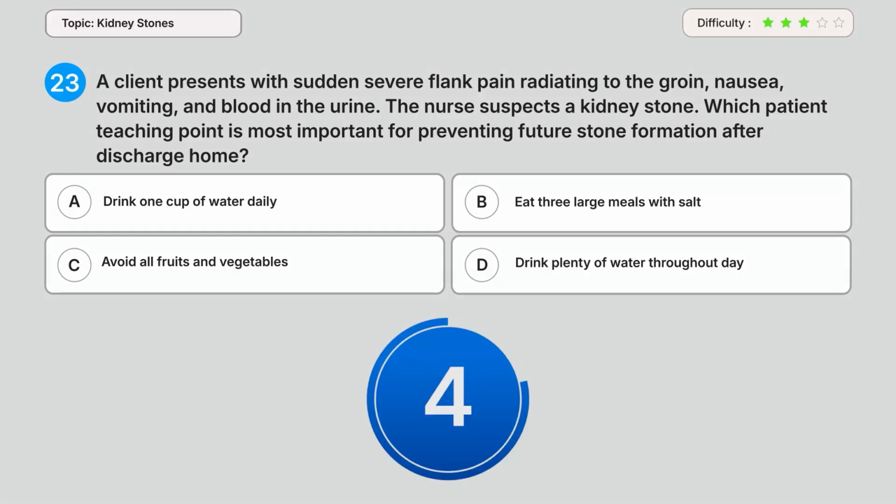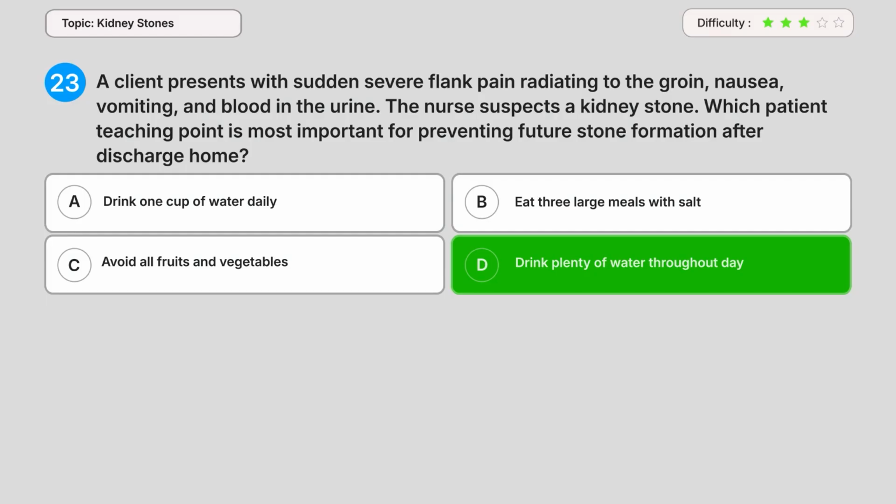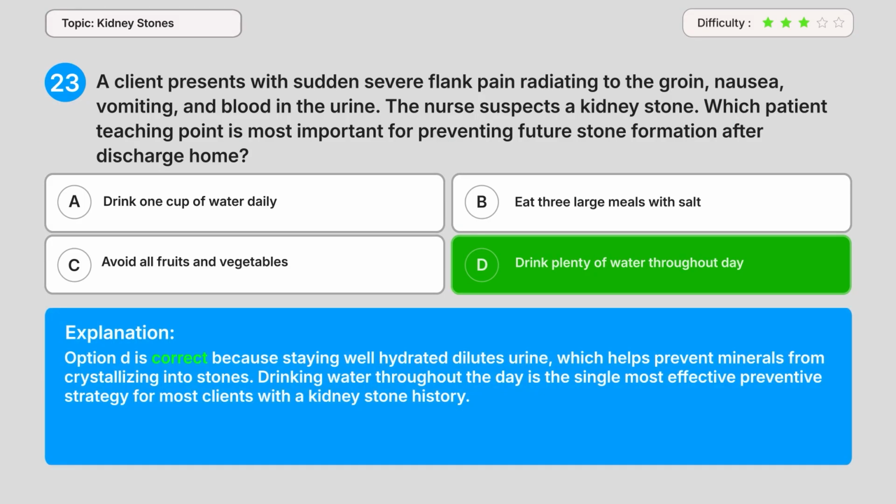Can you guess the answer? Correct answer. D. Drink plenty of water throughout day. Explanation. Option D is correct because staying well hydrated dilutes urine, which helps prevent minerals from crystallizing into stones. Drinking water throughout the day is the single most effective preventive strategy for most clients with a kidney stone history.